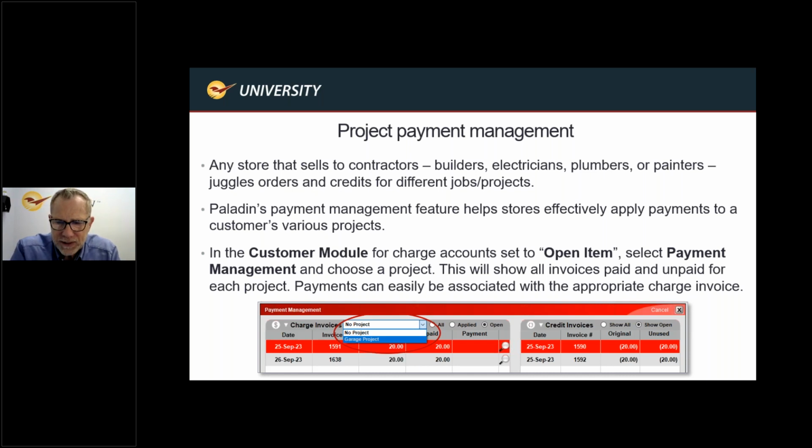Now, for those that are set up with open item, you just select payment management and choose a project. This will show all invoices paid and unpaid for each project, and then payments can easily be associated with the appropriate charge invoice just by double clicking, and it will assign it to that particular credit invoice.